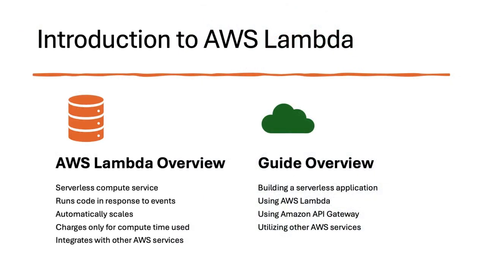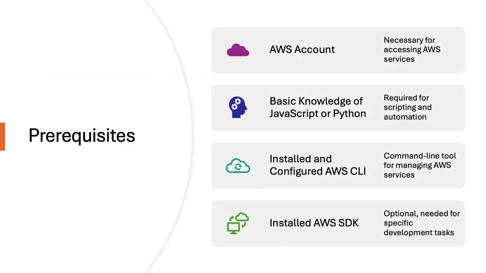AWS Lambda is a serverless compute service that runs code in response to events. It scales automatically, charges only for compute time used, and integrates with other AWS services. This guide covers building a serverless application using AWS Lambda, Amazon API Gateway, and other AWS services. To set up AWS, you need an AWS account, basic knowledge of JavaScript or Python, AWS CLI installed and configured, and optionally, the AWS SDK.